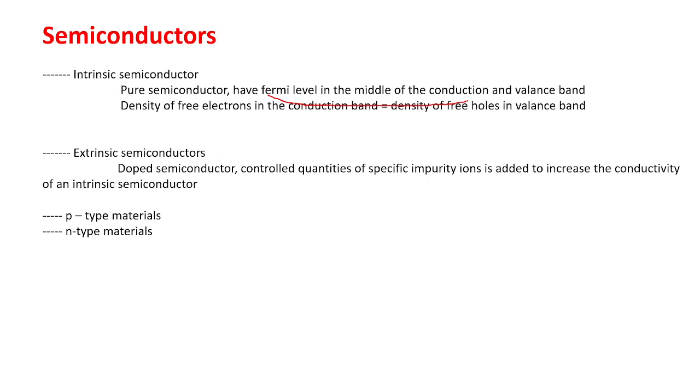Remember, the free electrons only will move from the valence band to the conduction band. So that's why we will always see the density of free electrons in the conduction band. Vice versa, we will see the density of free holes in the valence band. So the density of free electrons in the conduction band and the density of free holes in the valence band will be equal. Why? Because the Fermi level is in the middle of the conduction and the valence band. So now we first understand what the Fermi level is.